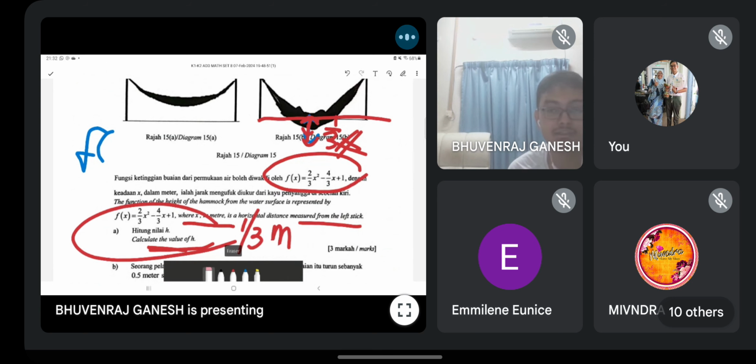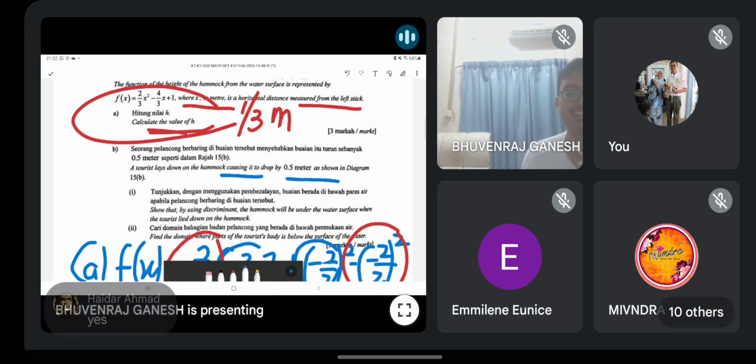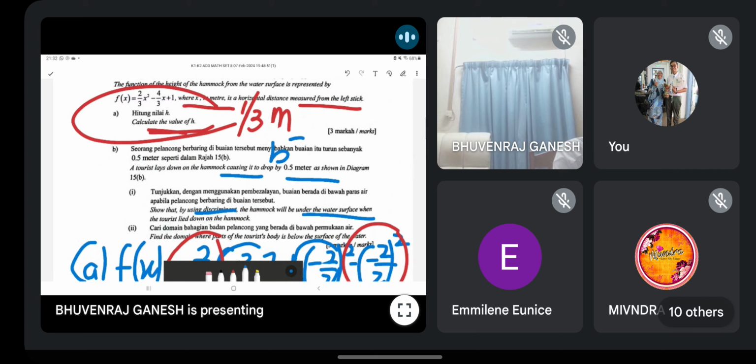Okay guys, are you clear? Untuk soalan A, can do or not? Come on, semangat. Where's the semangat? Okay, good. Show that by using discriminant, the hammock will be under water surface. Very simple lah. B square minus 4AC. Kamu kira nilai ni. Settle. Okay, what is B? Dari persamaan kuadratik kamu. You will get the answer.